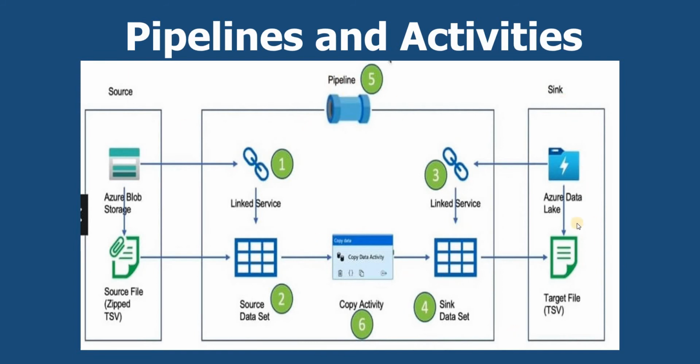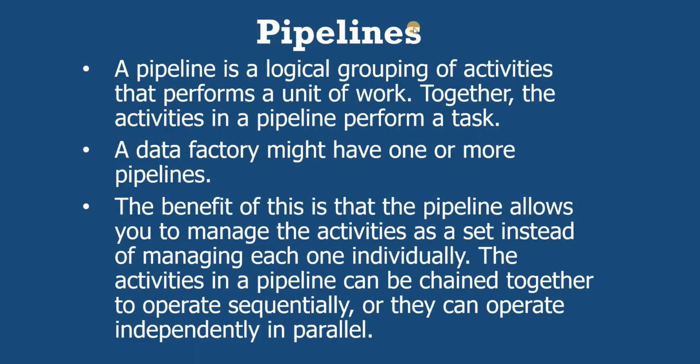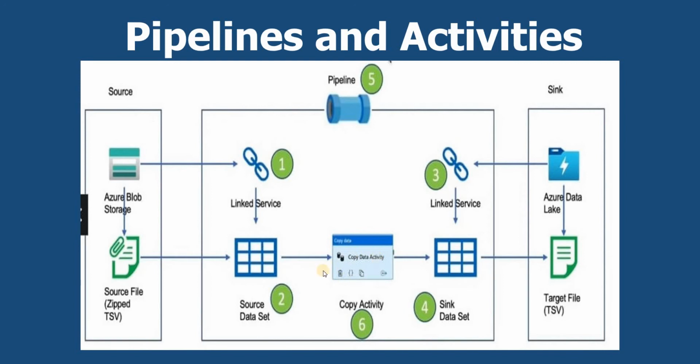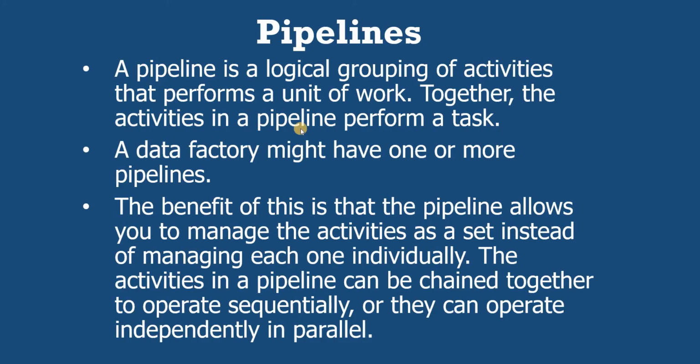So under the pipeline, we are following the other services also, like linked services and data sets. This one also we will learn in the upcoming videos. So let me explain pipelines. A pipeline is a logical grouping of activities that perform a unit of work. Let me go back. So what happened here is logical connectivity. So as I'm copying only one file, that's the reason I'm taking only copy activity. But we can perform different activities together also here, together activities in a pipeline to perform a task.